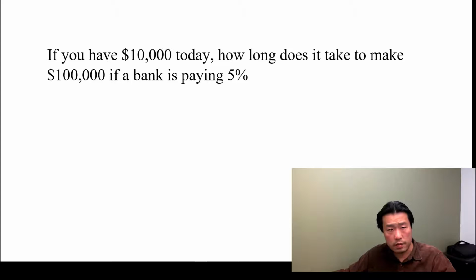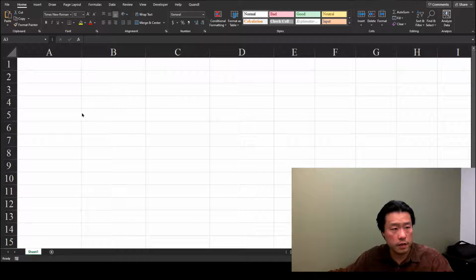Today we want to analyze the scenario of getting $100,000. For example, if you have $10,000 today, how long does it take to make $100,000 if the bank is paying a 5% interest rate? 5% is possible today because the Federal Reserve is setting the Fed rate to be 4% now. Let's find the answer in Excel.